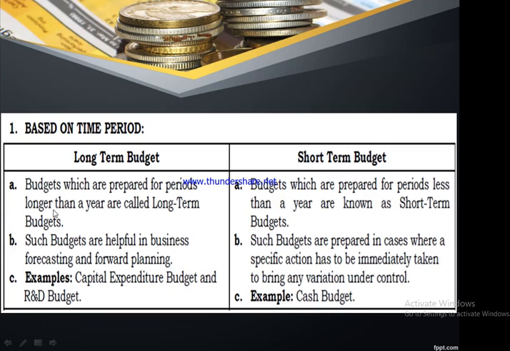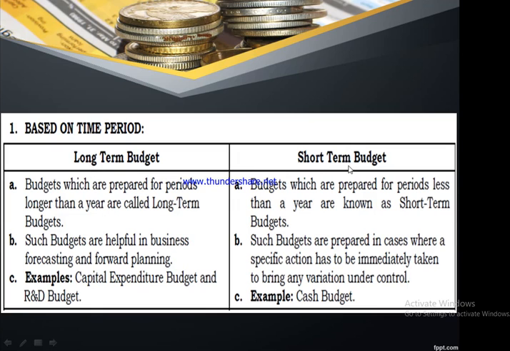The budgets which are prepared for a period of more than a year, we normally call them long-term budgets. This kind of budget is very useful in business forecasting and forward planning, especially in terms of capital expenditure budgets and R&D budgets, where the research activity may be prolonging for more than a year or so. Then obviously you need to spend a lot of money on those kinds of activities. So in that case, they prepare what is known as the long-term budgets.